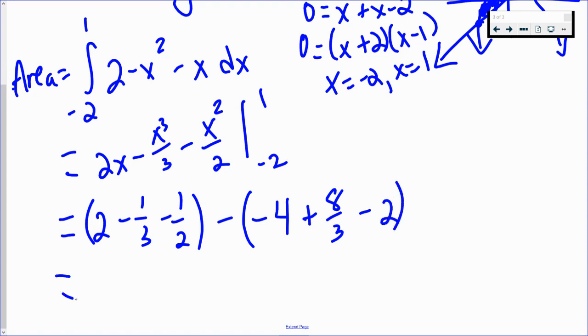Okay, let's do some combining. 2 minus 1/2. Notice that the -1/3 minus 8/3, that'd be minus 9 over 3, which becomes a minus 3. So we're going to end up with 9 over 2, or 4.5.